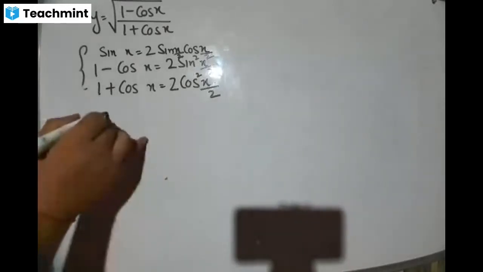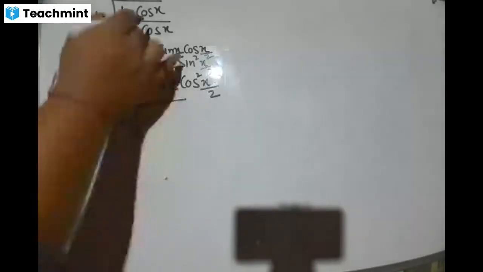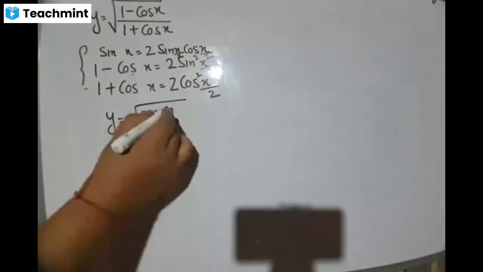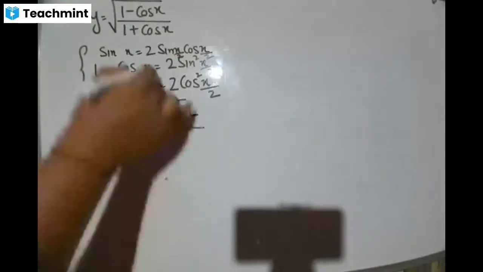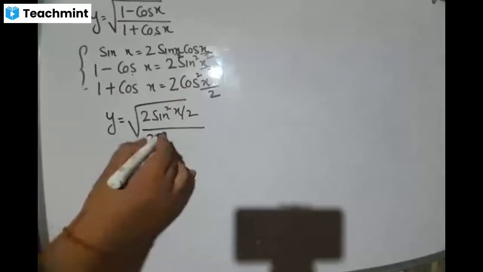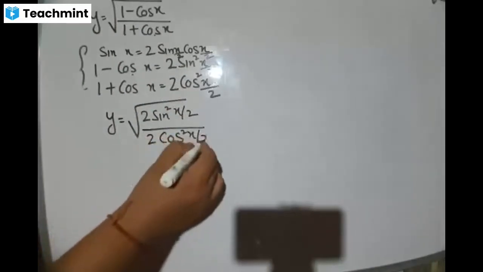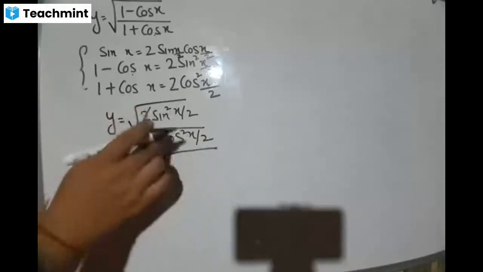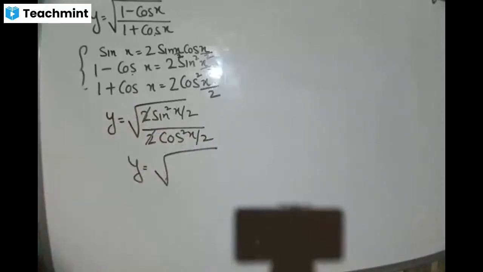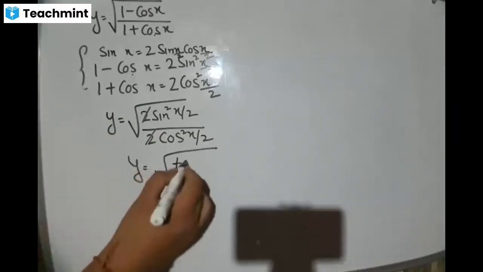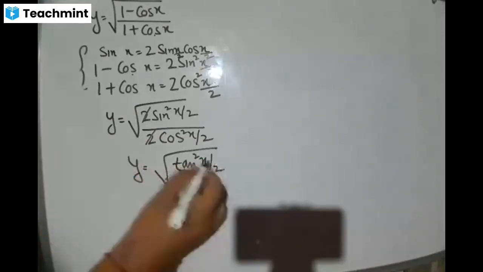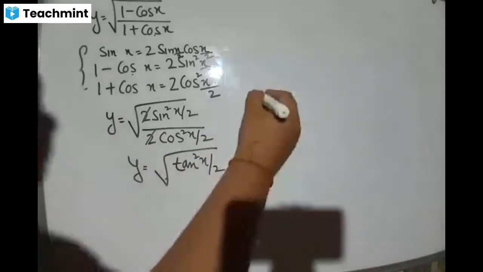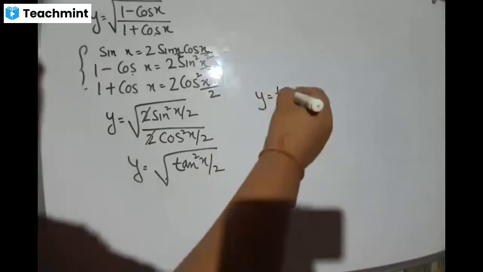Everyone look at the board. So y equals under root, what is 1 minus cos x? Minus means sine, so it's going to be 2 sine square x by 2. What is the formula for cos? Plus, so it's going to be 2 cos square x by 2. So 2 and 2 get cancelled. Y equals under root sine square x by 2 upon cos square x by 2. Sine by cos is tan, and there's a square, so you get tan square x by 2. So the square and the root get cancelled. So you are left with y equals tan x by 2.